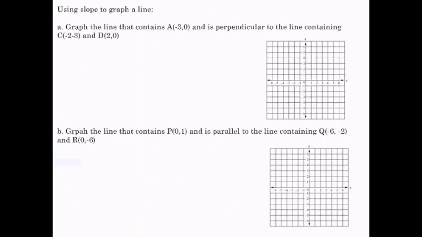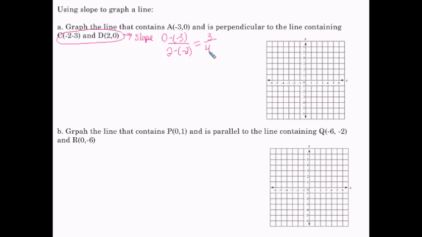Okay, so how do we graph a line? We want to graph a line that contains some point and is perpendicular to a line containing these other points. So first I'm going to find the slope of the line that I want to be perpendicular to. So I'm going to use these two numbers to find the slope. And so I'm going to do 0 minus -3 over 2 minus -2. And I'm going to get +3 over 4. So that's the slope of this line CD.